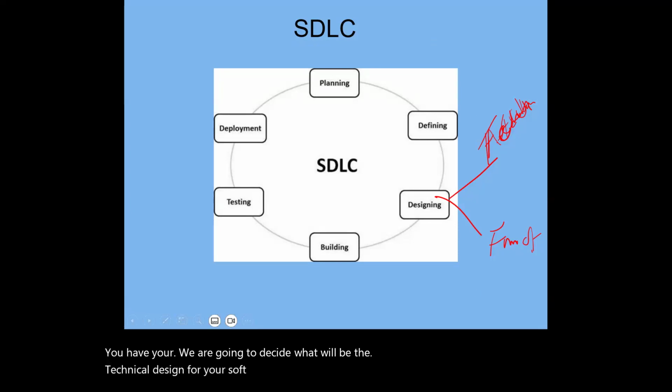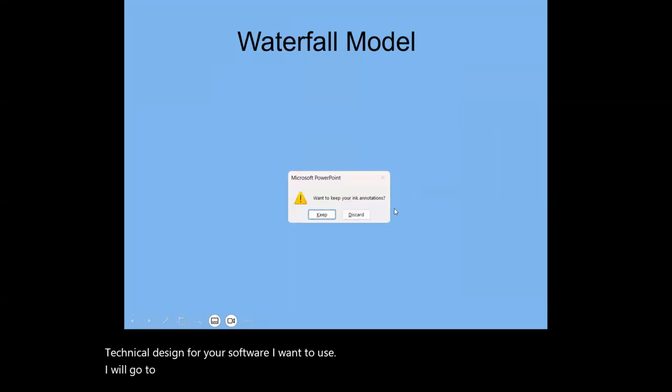I'm going to use Java for this particular application. Are we going to use Python? Are we going to use C#? Like this toggle right here.